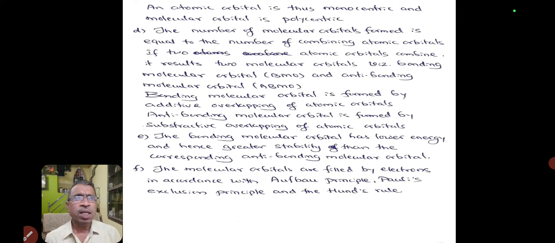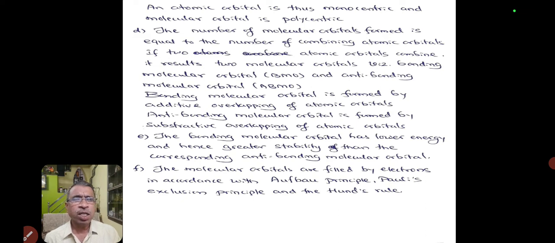The fourth one: the number of molecular orbitals formed is equal to the number of combining atomic orbitals. If two atomic orbitals combine, it results in two molecular orbitals, namely the bonding molecular orbital and the anti-bonding molecular orbital. Bonding molecular orbital is formed by the additive overlapping of atomic orbitals. Anti-bonding molecular orbital is formed by subtractive overlapping of atomic orbitals.